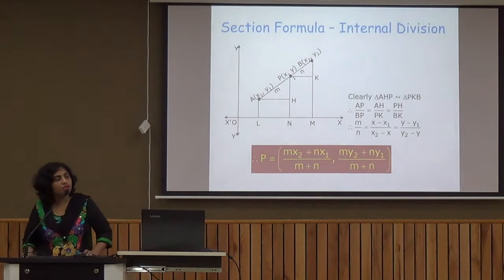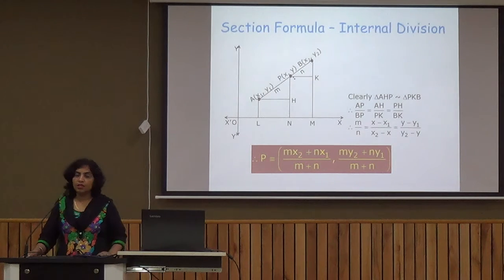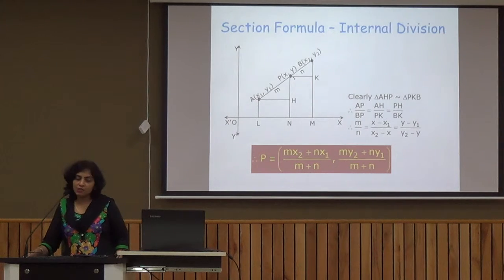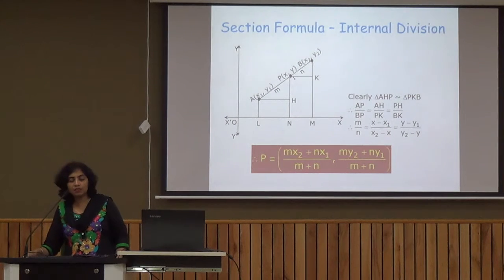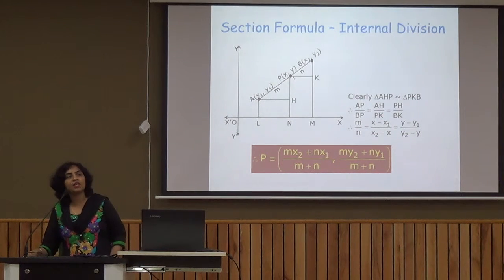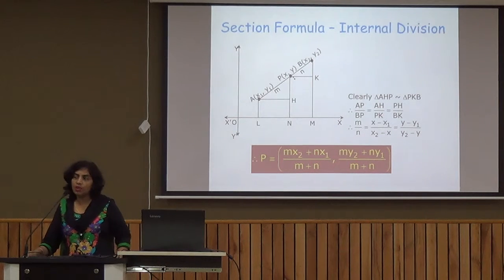Now let's move to the section formula. In this class, we will only learn about internal division. So we have got 2 points A and B with the coordinates x1, y1 and x2, y2. Let P be another point x, y which is dividing the line segment joining AB in the ratio m:n. So we suppose the coordinates of P as x and y.